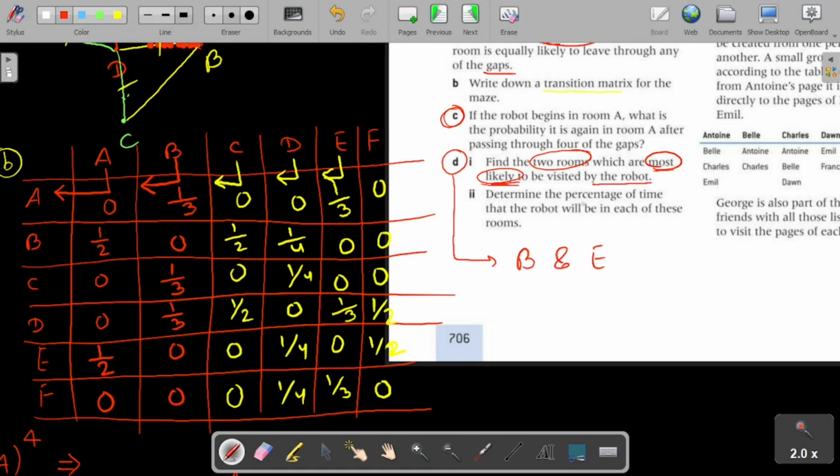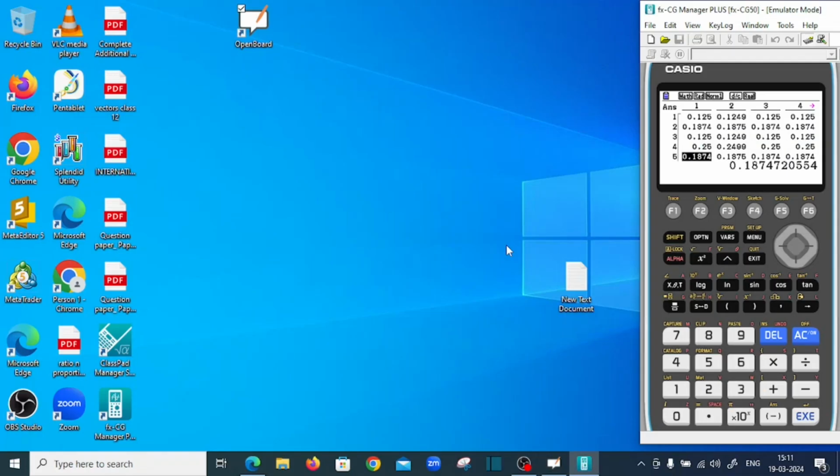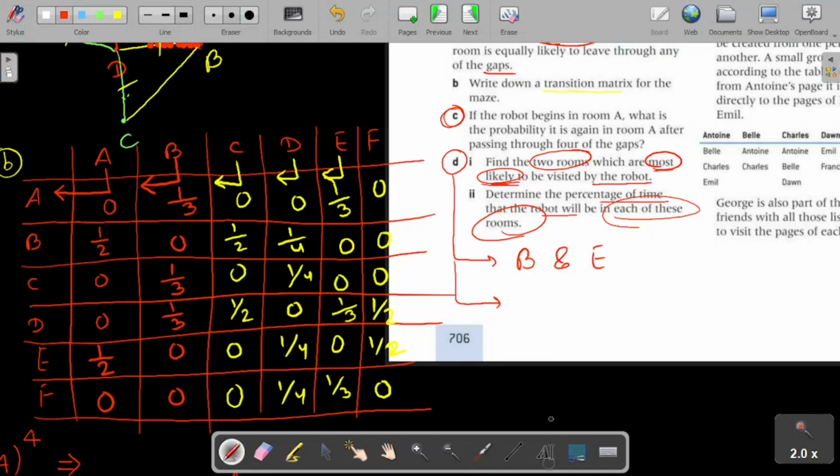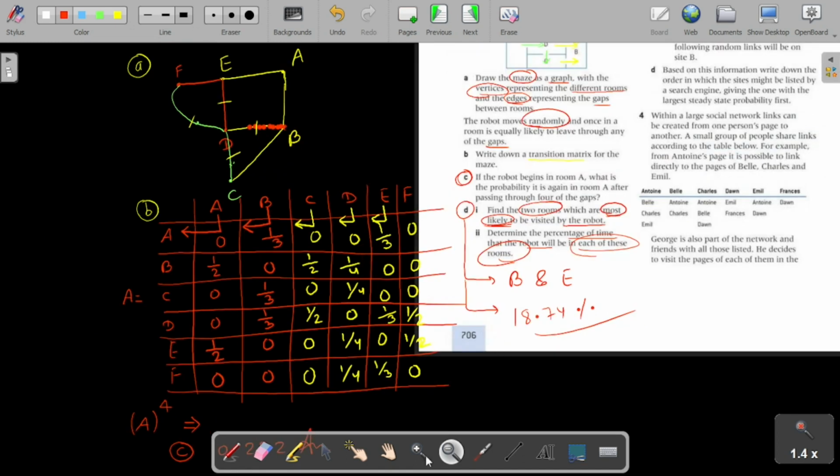And the last part: determine the percentage of time that the robot will be in each of these rooms. According to the matrix, we have the probabilities. To get the percentage of time, we simply multiply by 100. The entry in our matrix was 0.1874. When we multiply, it will be 18.74. So it should be approximately 18.74%. So I think it completes this question.